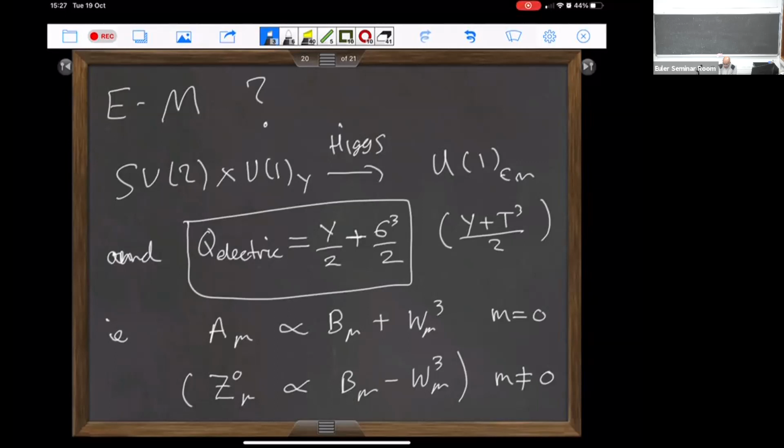I mentioned before that U1 electromagnetism is a subgroup of SU2 times U1Y, which means that some linear combination of SU2 and U1Y generators must give the generator of electromagnetic U1, which is just the charge. The formula in the middle, in the way that I've set up the standard model at least, gives you the relation: the electric charge is given by 1/2 the hypercharge plus sigma 3/2.